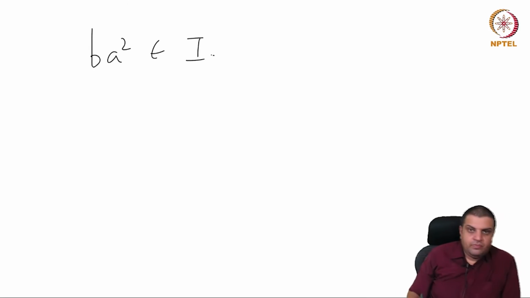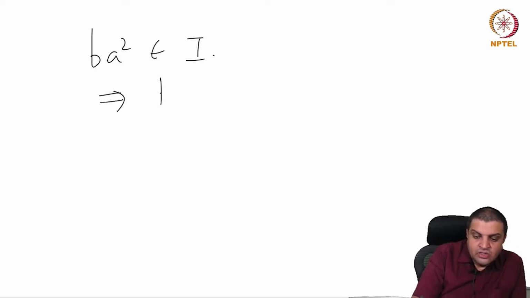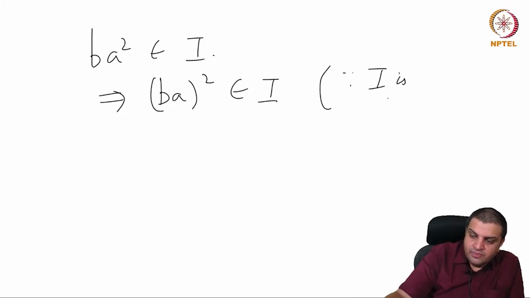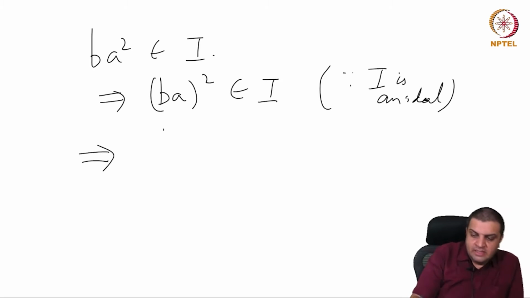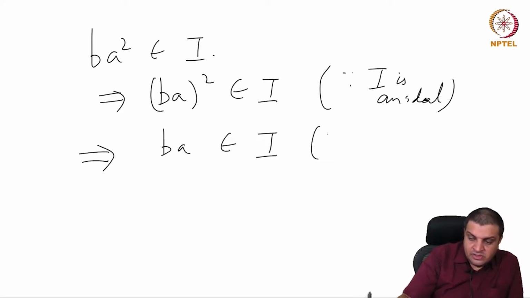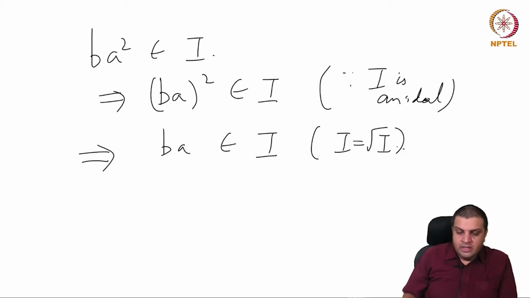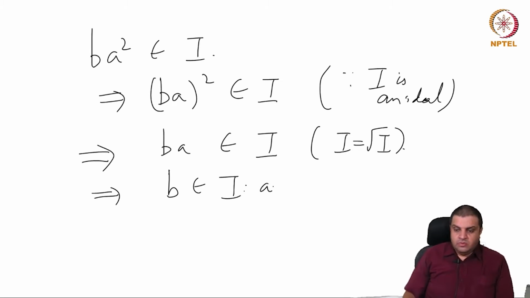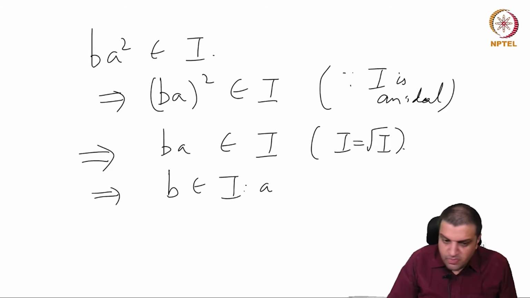Then b a squared is inside I. Since I is an ideal, (ba)^2 = b·(b a^2) is also inside I. This implies that ba is inside I, because I is its own radical, which was what we wanted to prove, that b is inside (I : a).